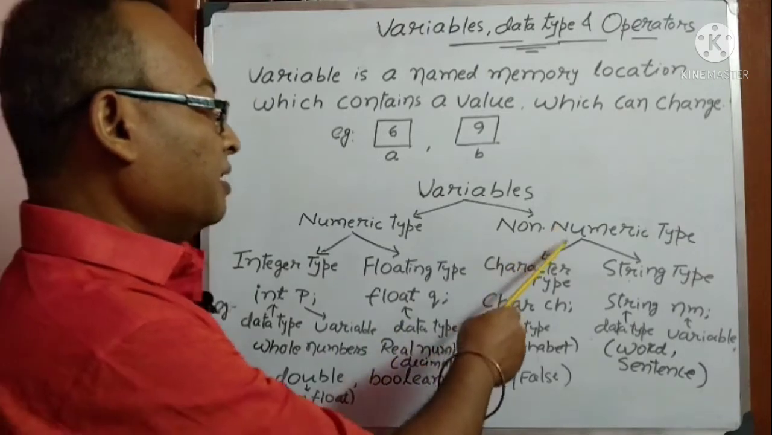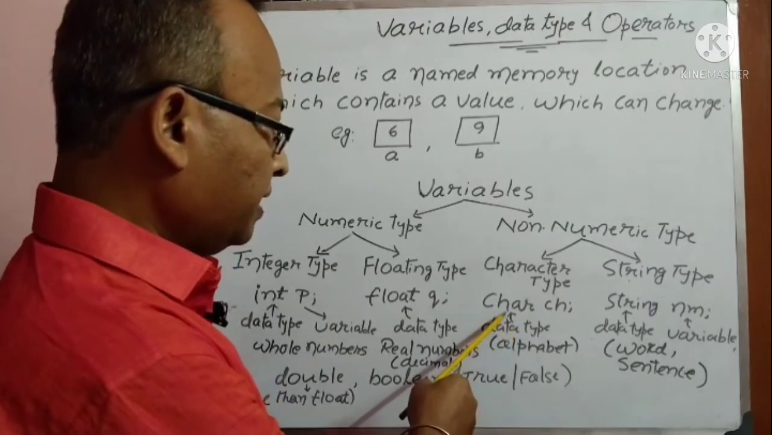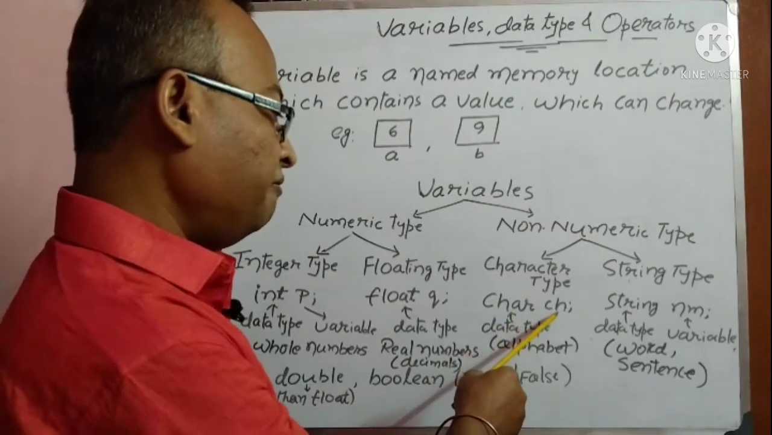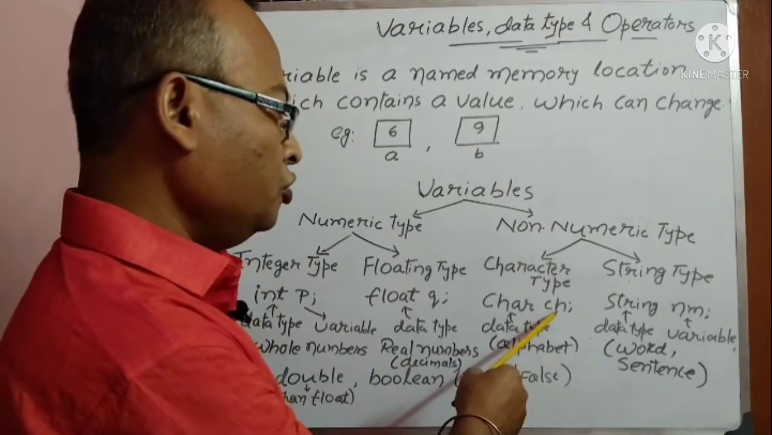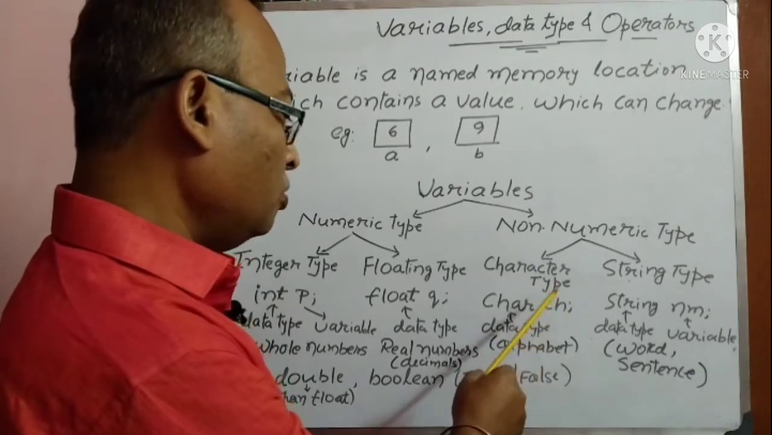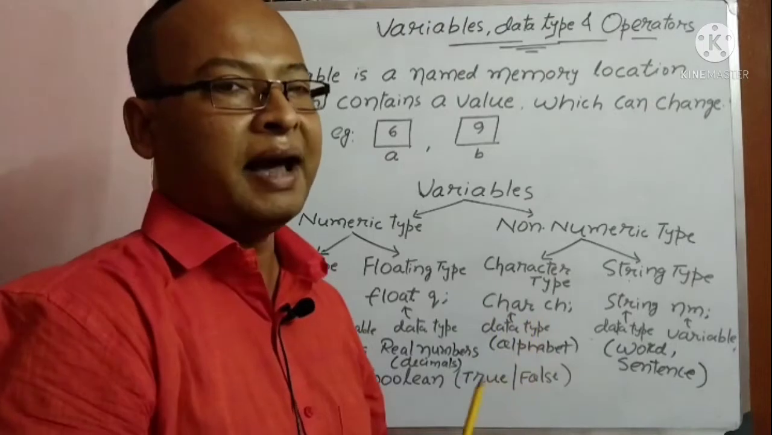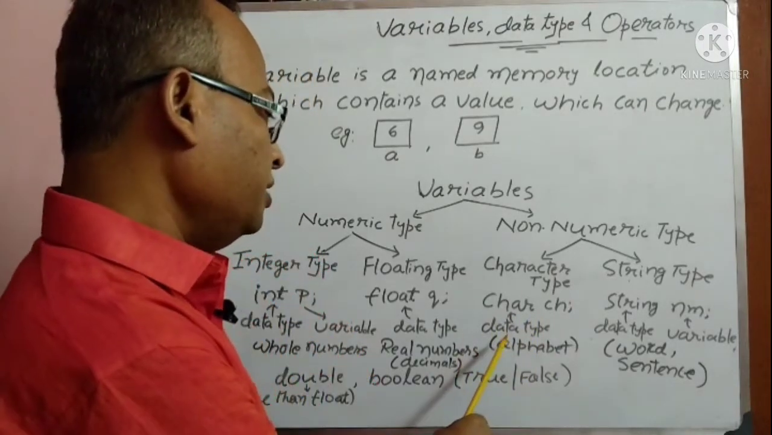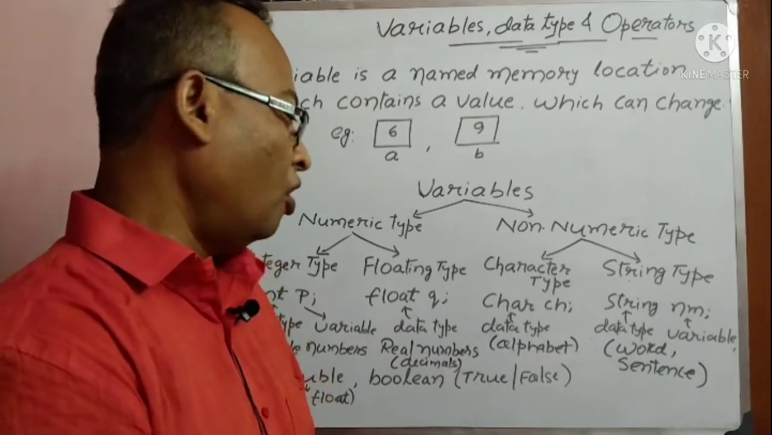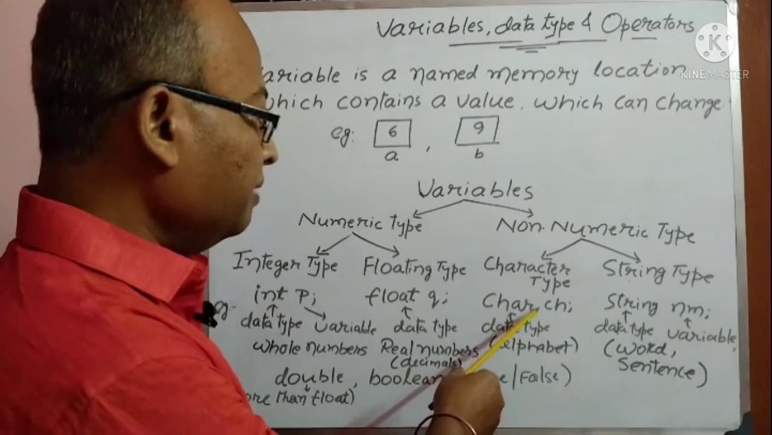Now, in the character type, we have to use data type as char. Char is the data type and I have taken variable ch. You can take any name, this is the name of the variable. Now, put a semicolon. This character data type stores one character. So, here you can store one character, that is the alphabets A, B, C or a special character.